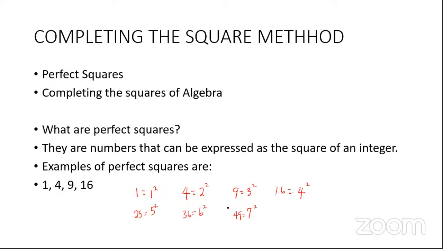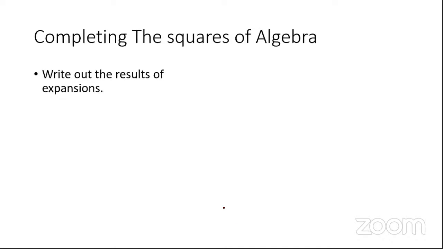Now that we understand what you mean by perfect squares, let's see how we can see perfect squares in algebra. How do we get perfect squares in algebra? So, complete the squares of algebra. We want to be able to know the perfect squares in algebra. The best thing for us to do is what? Look at the expansions of squares in algebra.